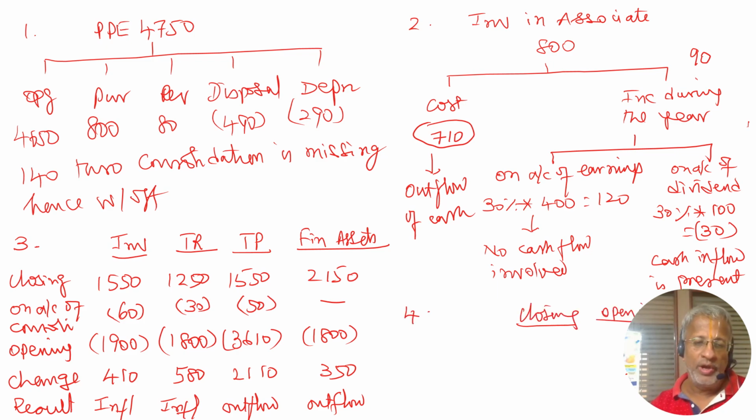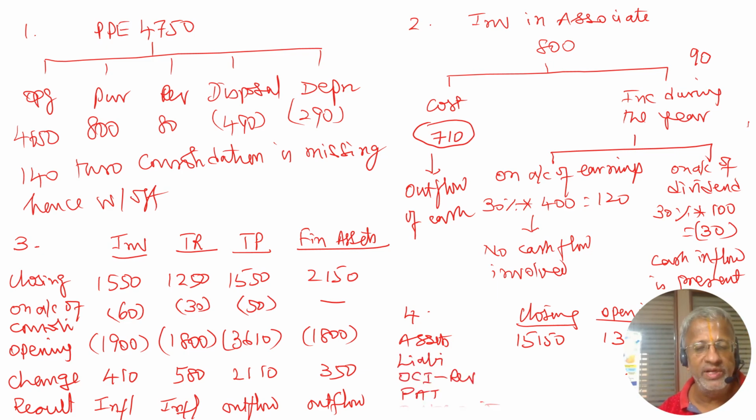Now let's just go through this particular point, closing and then opening. So what is it we have? Assets. When you have an incomplete balance sheet, how do we take it up? So 15,150 and 13,700. So if my video is blocking your vision on what we have written, I will remove that. So just don't worry about that.